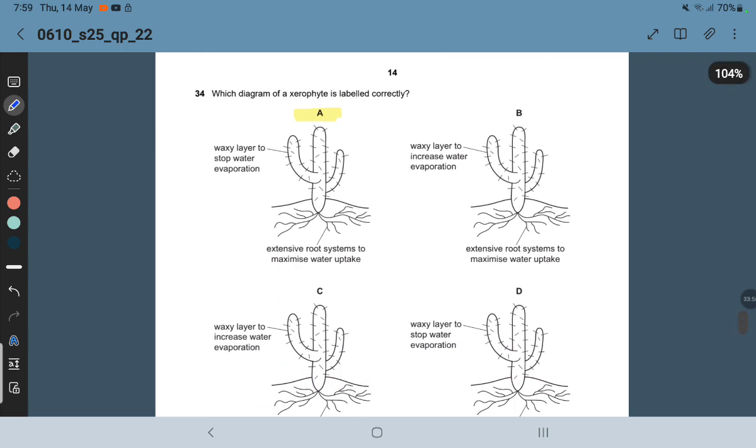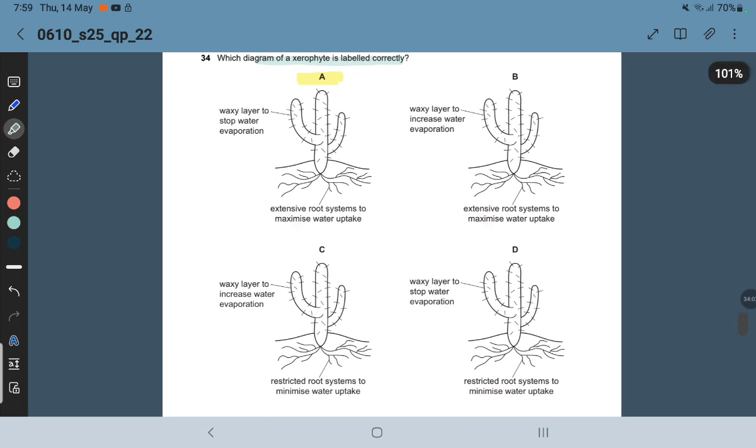Now, a xerophytes lesson, basically a xerophyte concept. Which diagram of a xerophyte is labeled correctly? You have A, B, C, D. Let us read each one by one. Waxy layer to stop water evaporation. Of course, this is a check. Waxy layer to increase water evaporation. Of course, this is wrong, you don't want water to be lost from the plant. So this matches with A. So both will have a check.